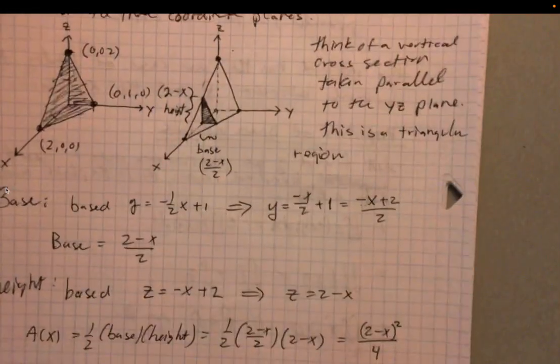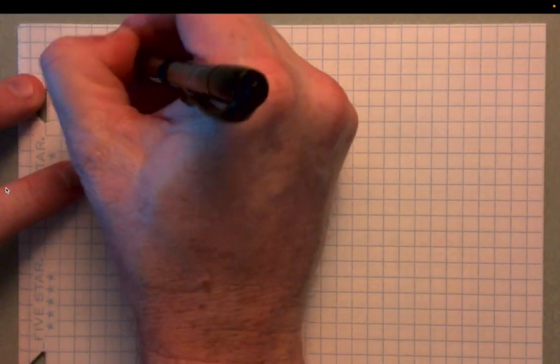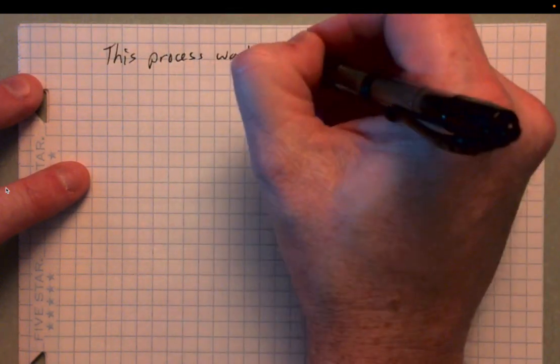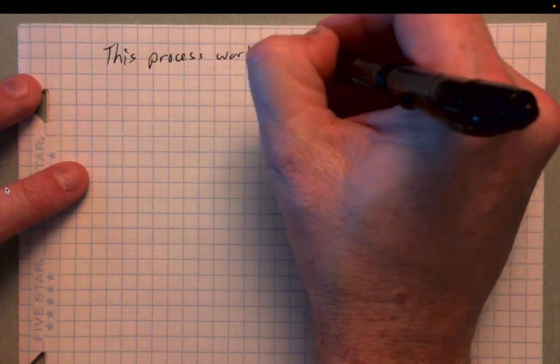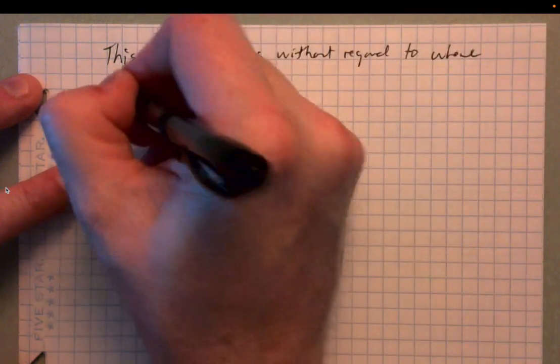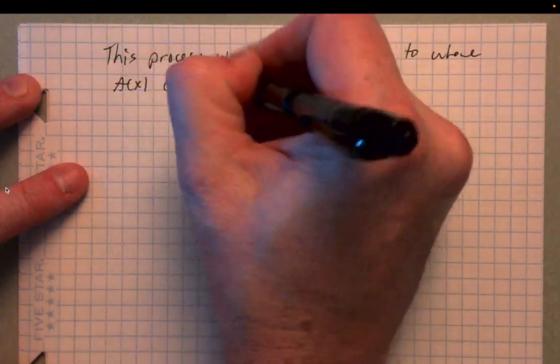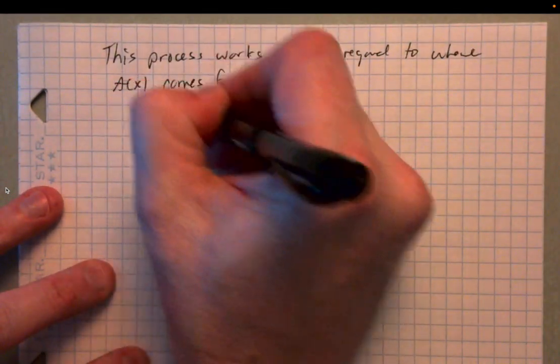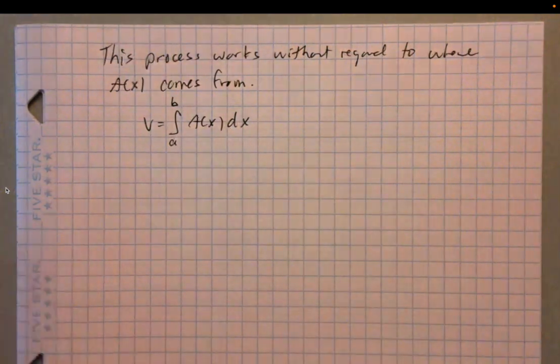Now, the process that we just outlined works regardless of how A of x is determined. So this process works without regard to where A of x comes from. Specifically, when I say that the volume is equal to the integral from a to b of A of x dx, this process works. It doesn't matter where we get the A of x.